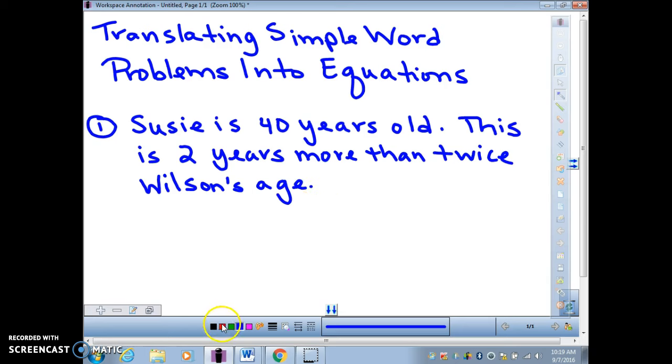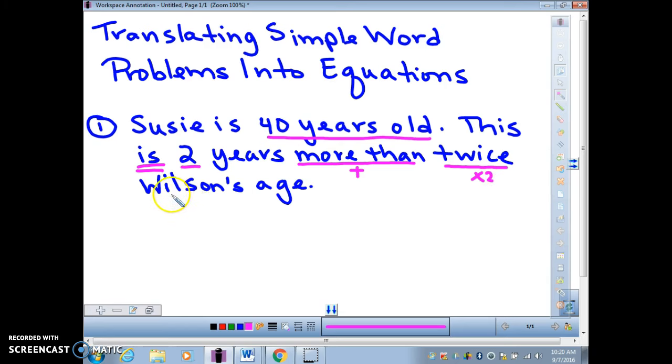Okay, so the first thing that we're going to look at is the fact that Susie is 40 years old. And then we're going to look at the next sentence. It says that this is 2 years more than twice Wilson's age. Well, we know that is means equal mark, so I'm going to underline that. Twice, okay, we've also got a number 2 in there that we're going to use, and that is more than. Now, more than means to add, so we know that's going to be a plus. And it's 2 years more than twice Wilson's age. All right, so twice means to multiply, times 2.